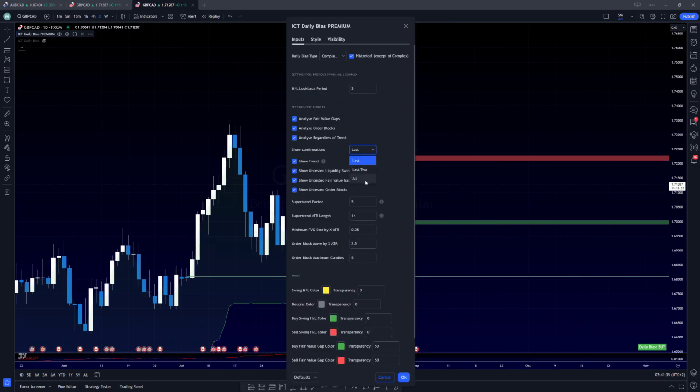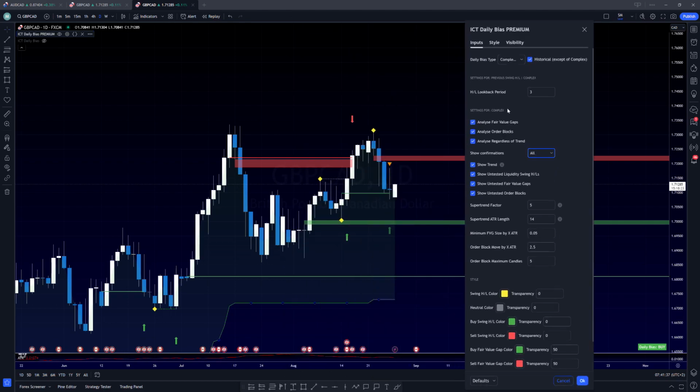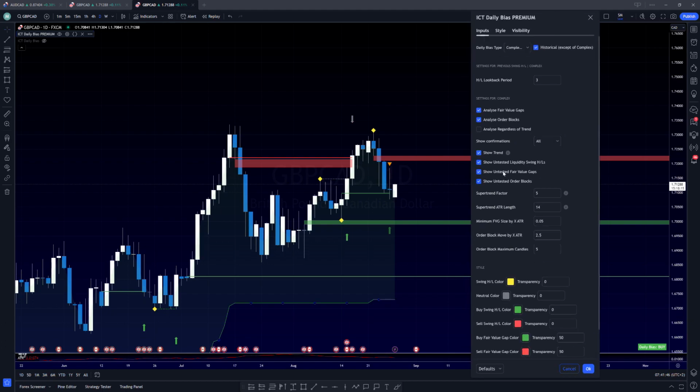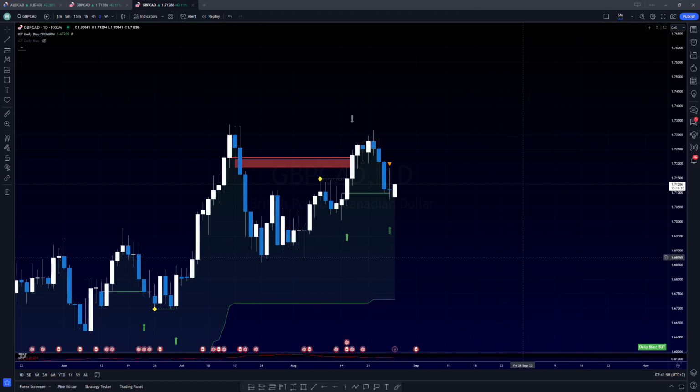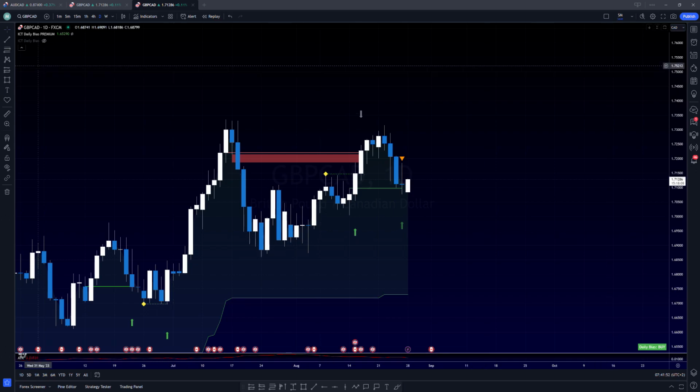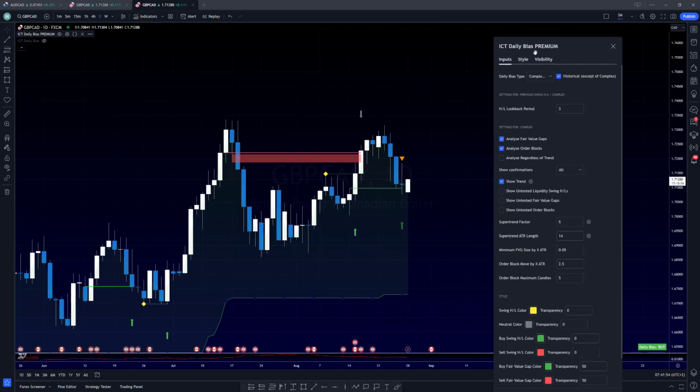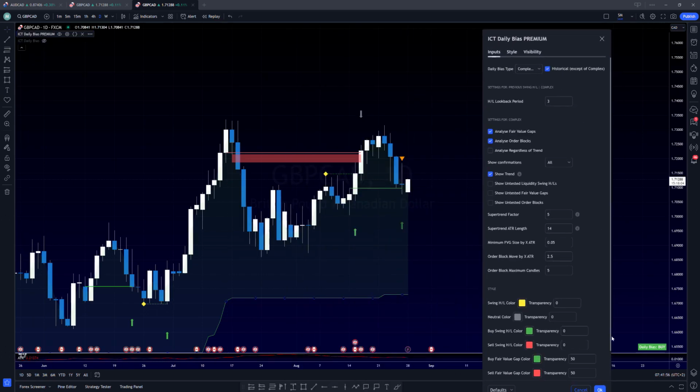So for now, I will turn on all. And now we are analyzing fair value gaps by default and analyzing order blocks by default. And I will turn this off because I want to analyze with trend. I can turn this off as well, like this. Okay, so this is the default setting of the premium indicator and the complex daily bias type.